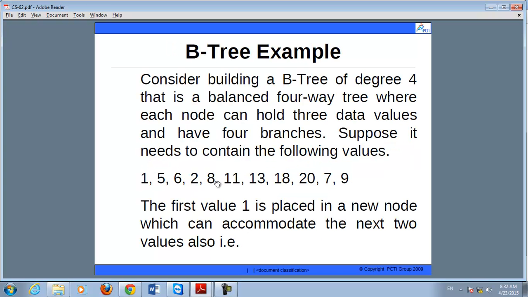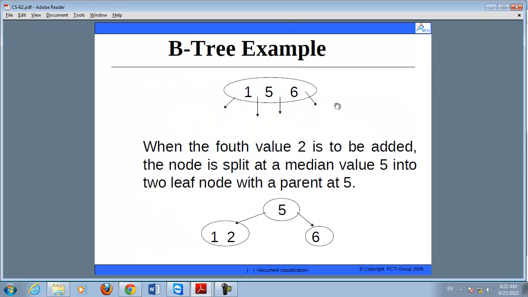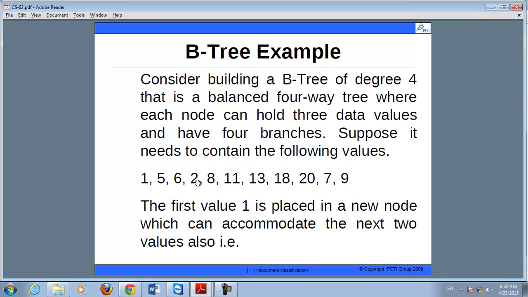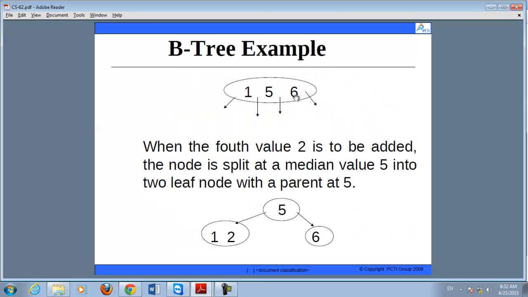Now the next value is 2. There is order 4. It means a maximum of 3 values can be inserted in a node. Now what happens if you want to insert 2? If you insert 2, it means it comes before 5, because 2 is smaller than 5. Then now you have to split this node into 2 parts. Now 1, 2, 5, 6 will be the values after insertion.